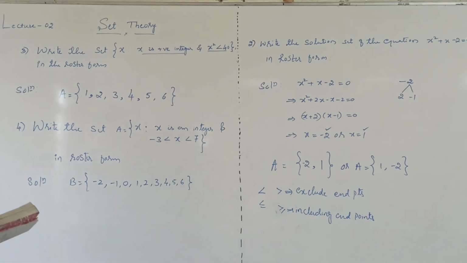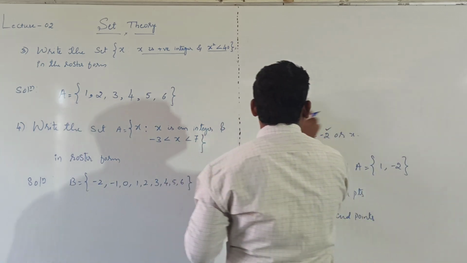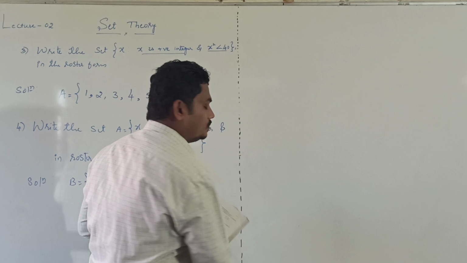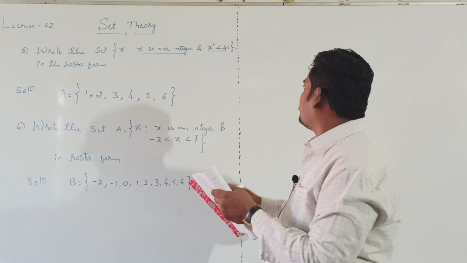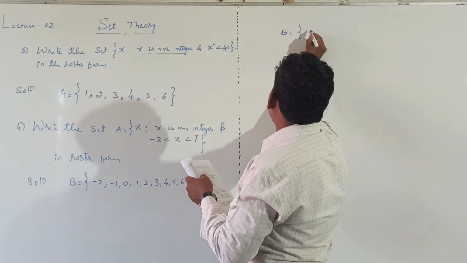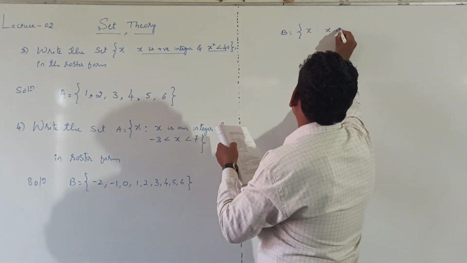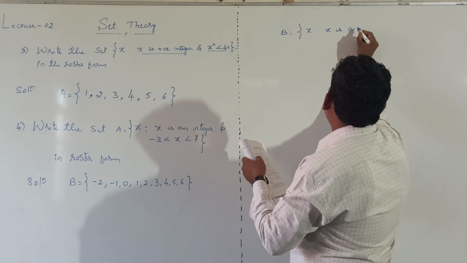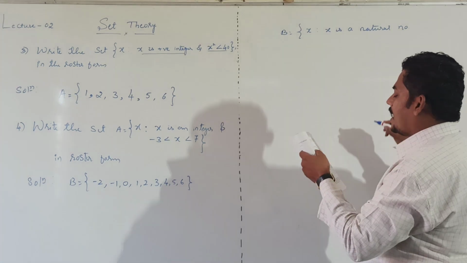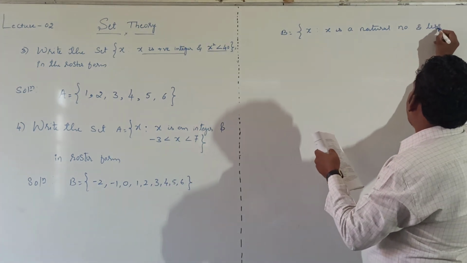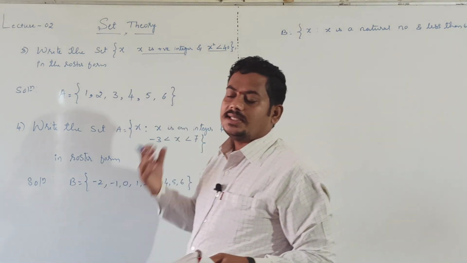Next problem. Write the set B, x such that x is a natural number and less than 6. Write the set in roster form.